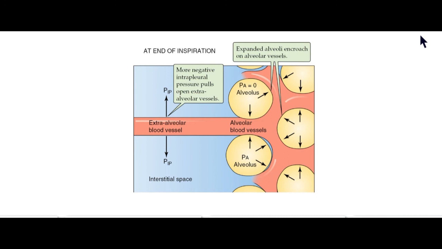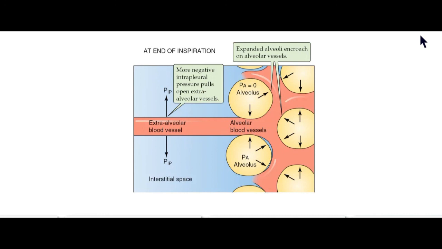You have alveolar blood vessels and extra-alveolar blood vessels. Your alveolar blood vessels are pretty much completely surrounded by alveoli. What happens to them when you breathe in? You're going to crush them a little bit, right? It's fine because they're not going to be completely closed off, but they are going to be crushed a little bit, which means that the more air that's in your lungs, the more likely you are to compress these vessels, which means your resistance will go up.